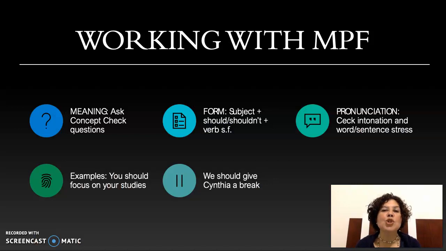This is what we need to do once we finish the story, the anecdote, the song, etc. Anything that we have used. We need to work with MPF. MPF stands for meaning, pronunciation, and form. Meaning, we're going to be checking questions. We're going to be checking the concept and ask concept check questions.